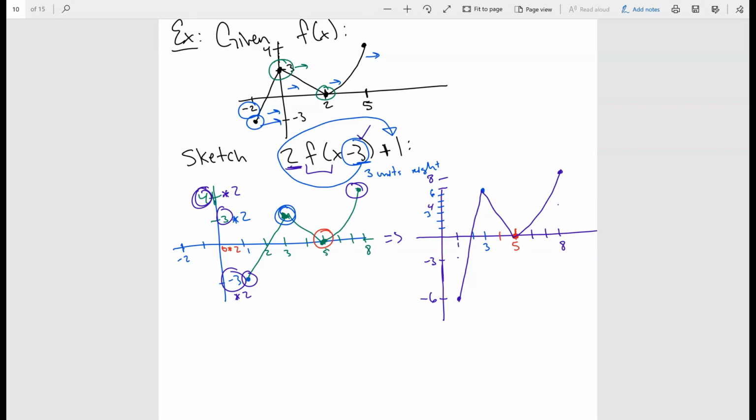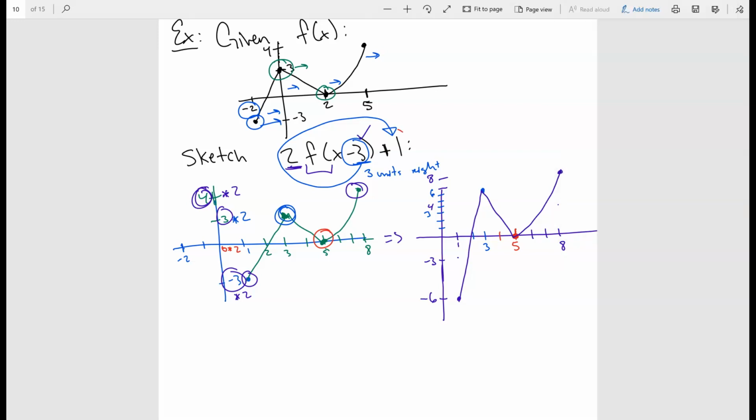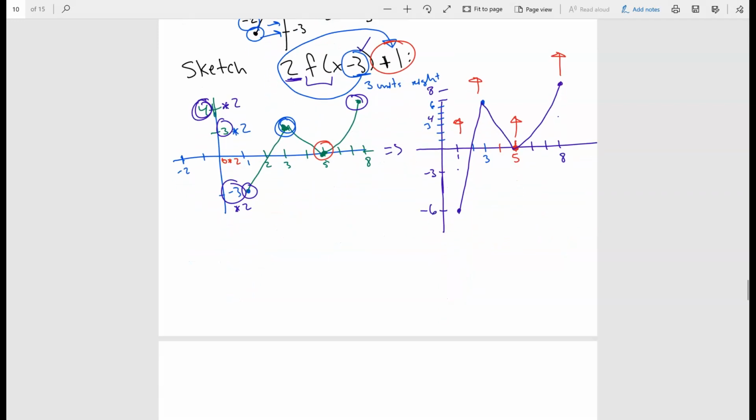Okay, and now finally, what we're going to do is shift everything up by 1. So now everything is going to be increased by 1 unit. So starting with this point, instead of -6, now it's going to be up by -5, and it's at 1.